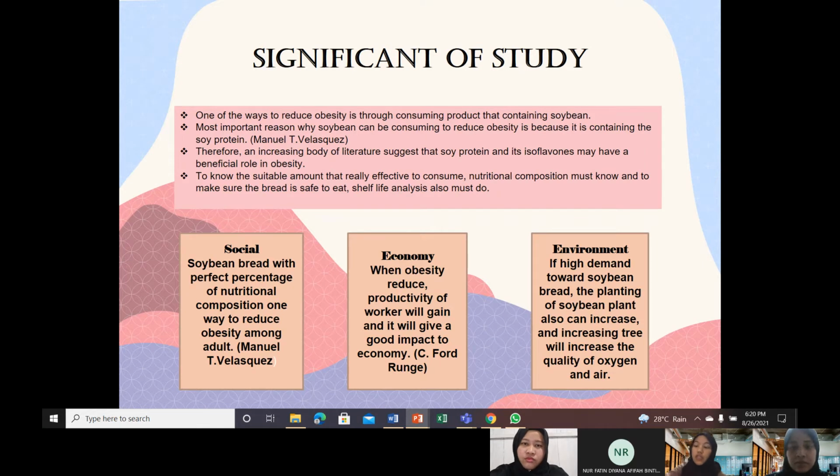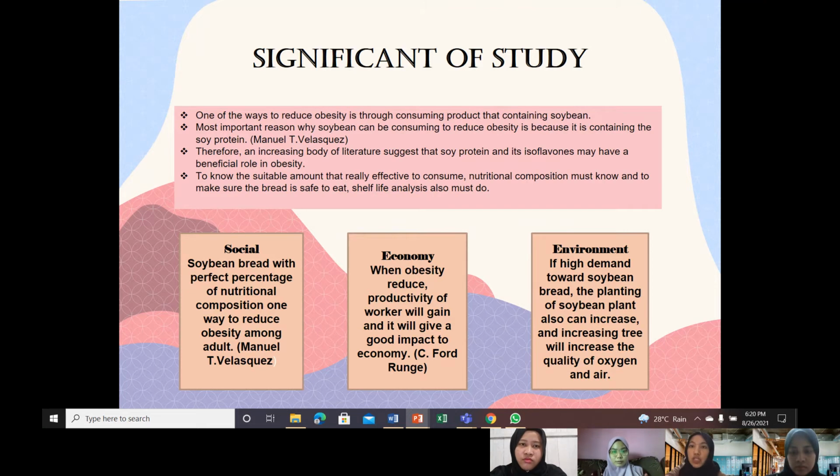Okay, next I will present the significance of study. One of the ways to reduce obesity is through consuming products that contain soybean. Second, the most important reason why soybean can be consumed to reduce obesity is because it contains soy protein. Third, an increasing body of literature suggests that soy protein and isoflavones may have a beneficial role in obesity. And fourth, to know the suitable amount that is really effective to consume, the nutritional composition must be known, and to make sure the bread is safe to eat, shelf life analysis must also be done.